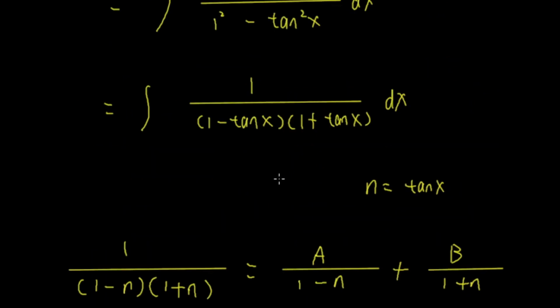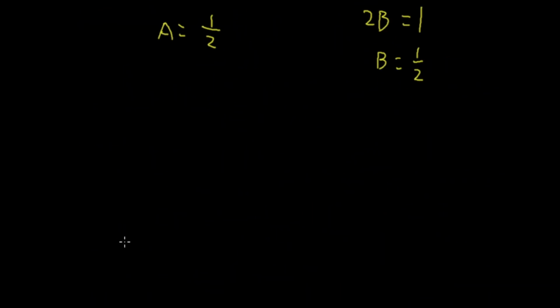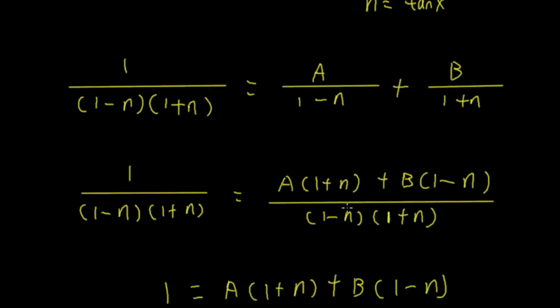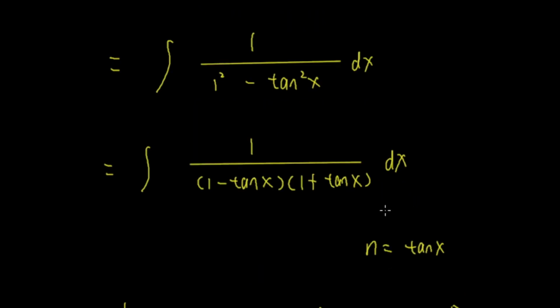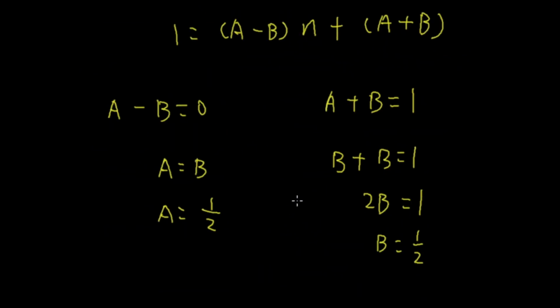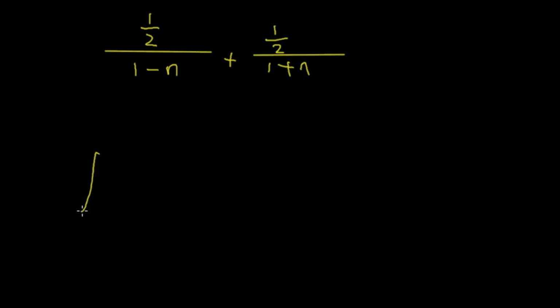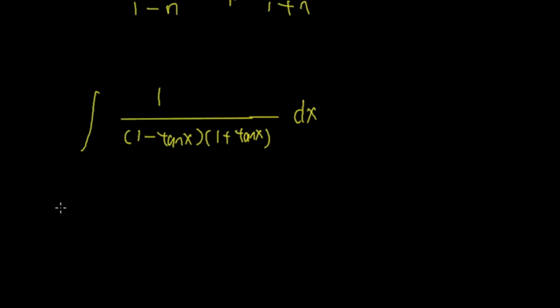Now, here. So that is equal to 1 over 2 all over 1 minus n plus 1 over 2 all over 1 plus n. And we did say that n is equal to tangent x. So let's go back to the integral here. So integrating 1 over 1 minus tan x times 1 plus tan x. Let me write here.